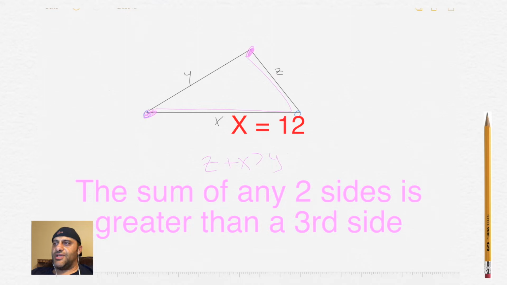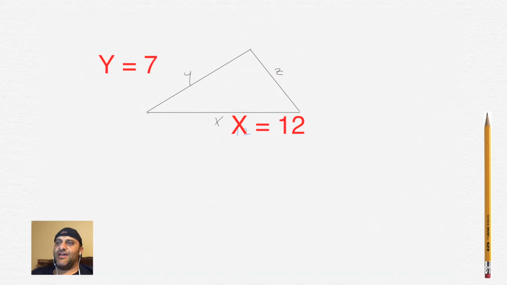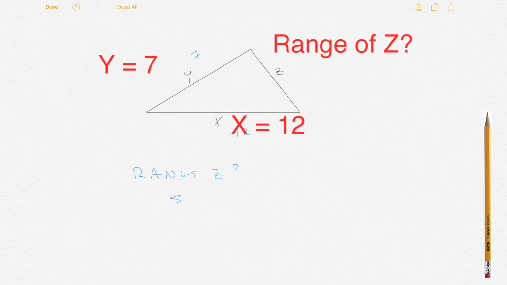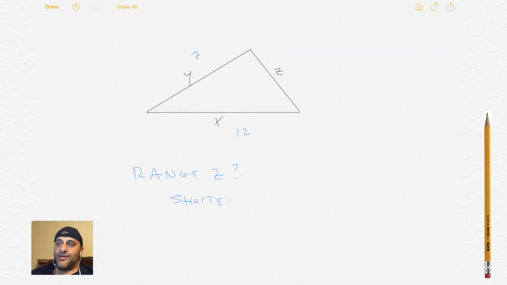Let's do a question together, see how you got it. Let's say x is 12, y equals 7. What is the range of z? Meaning, what's the lowest it could be? What's the longest it could be? Try it on your own. You can hit the pause button, then we'll do it together. I hope you tried it on your own.